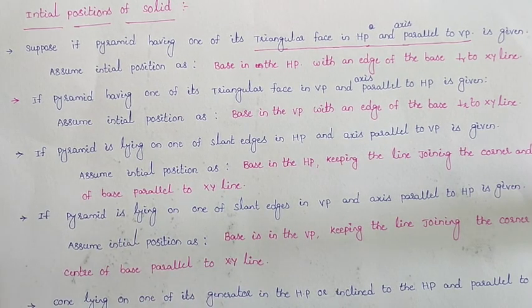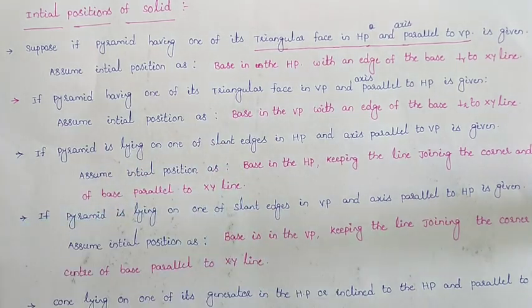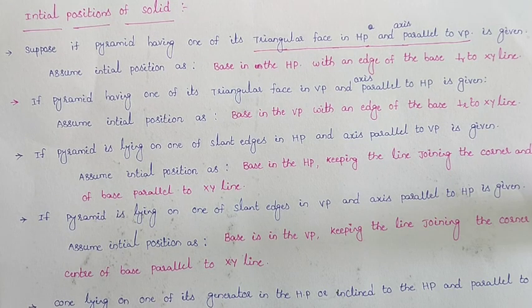Coming to the next important point: if the pyramid is lying on one of its slant edges, suppose it is a pyramid, these are the slant edges. If the pyramid is lying on one of its slant edges on the HP, with its axis parallel to the VP as given in the problem, at the initial stage we can assume this position: the base is in the HP, and draw the base as the top view.